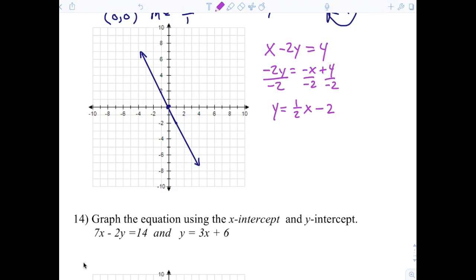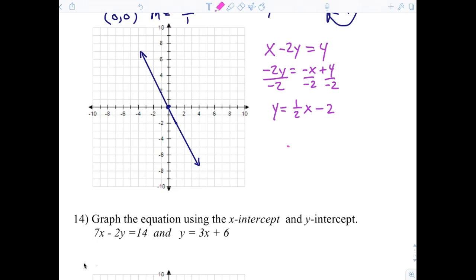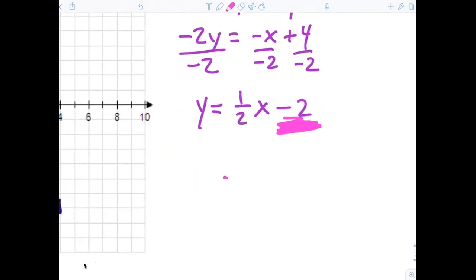Now, how do I graph this? What do I do first? You have to go down 2. Come on. Go down 2. That's not that difficult. You go down 2. Plot a point. Now, from there, what do I do next?